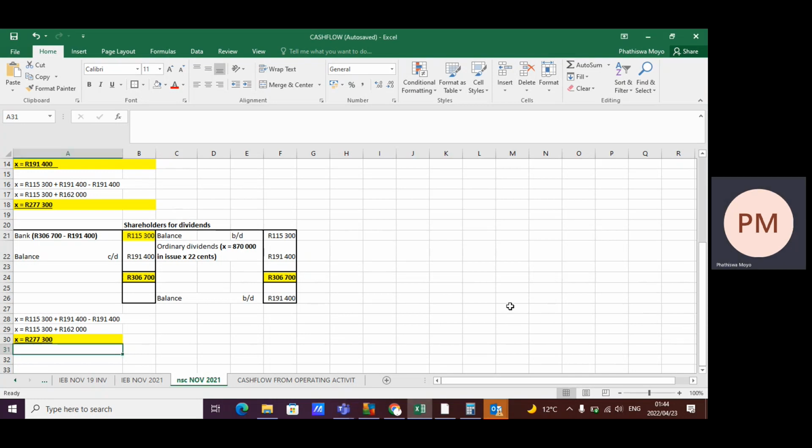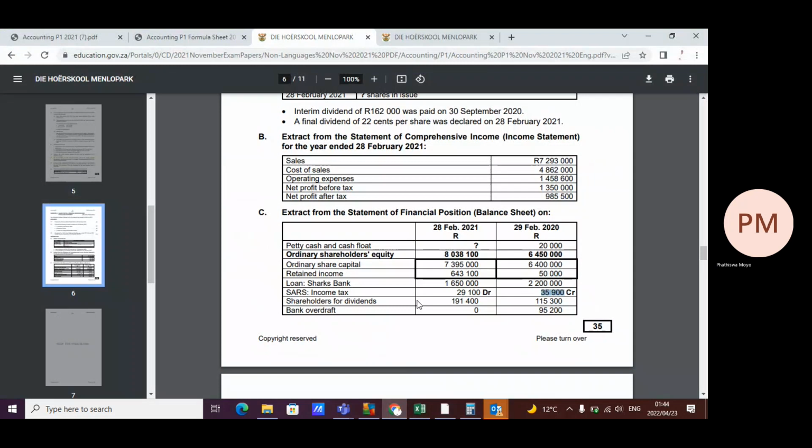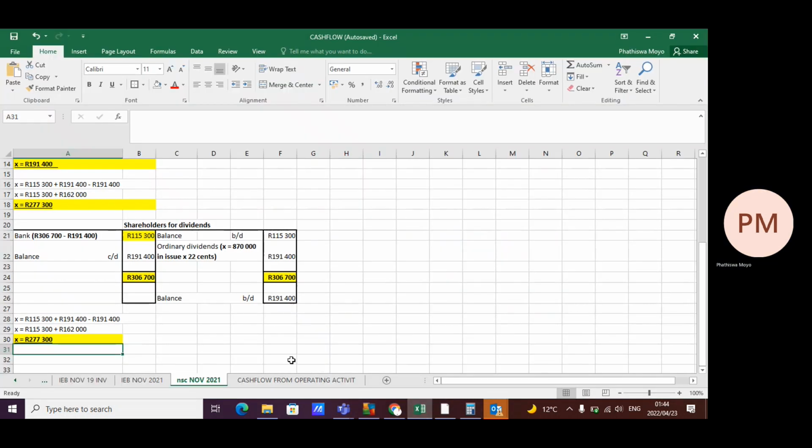Let's do tax now. Tax is 35. I just copy that as is.